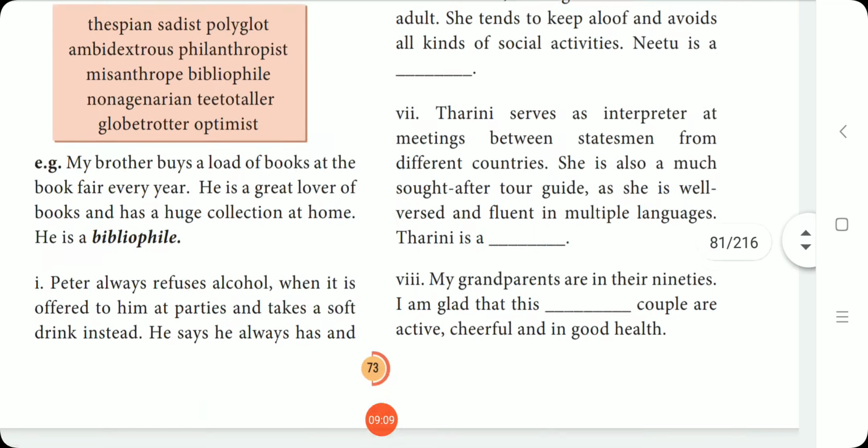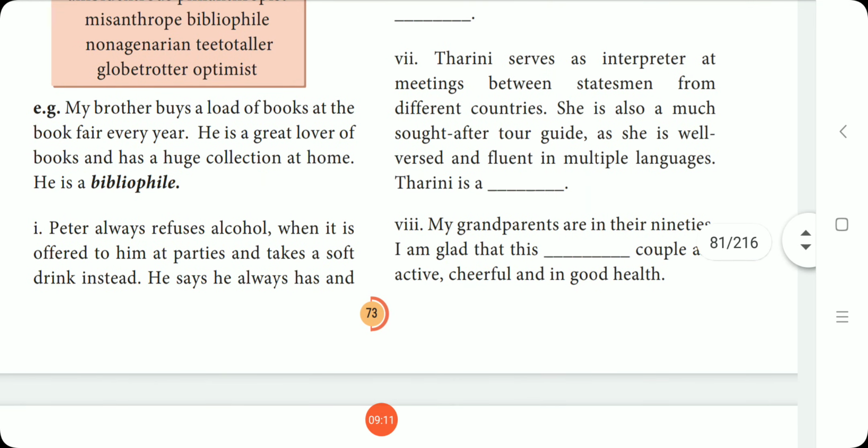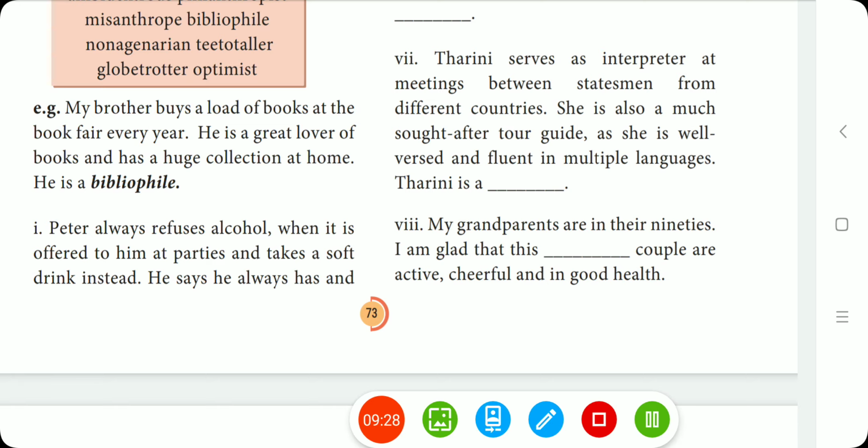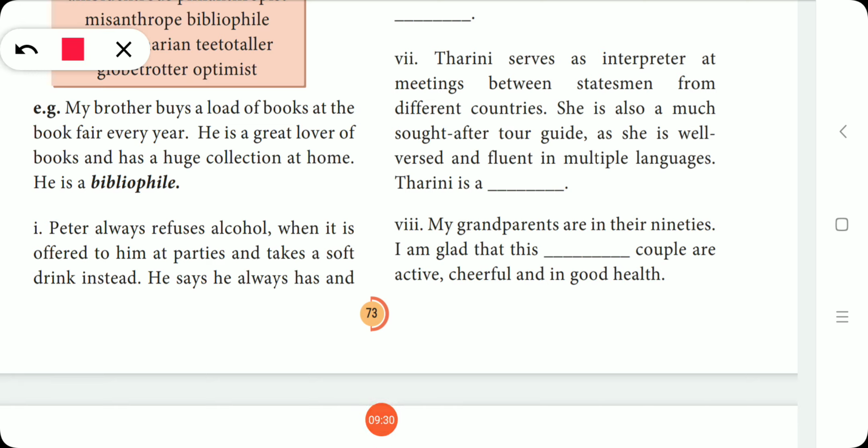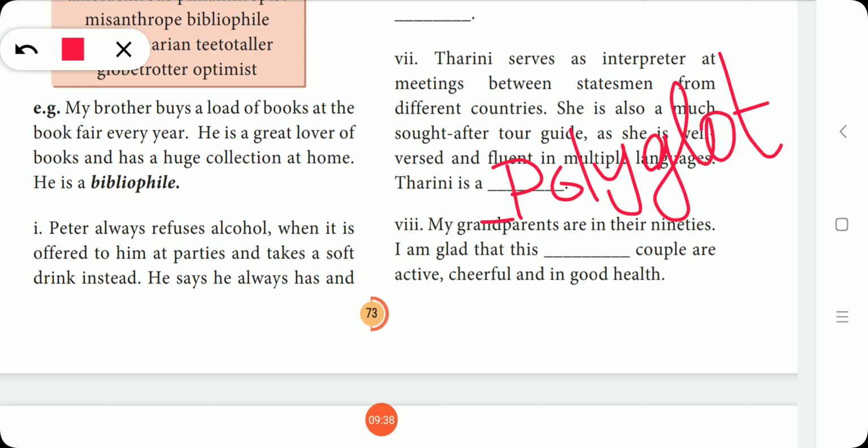Okay, next one. Tarni serves as interpreter to meetings between statesmen in different countries. She is also a much sought after tour guide, as she is well versed and fluent in multiple languages. So Tarni is a dash. So we call Tarni a polyglot. Okay, so poly means many.